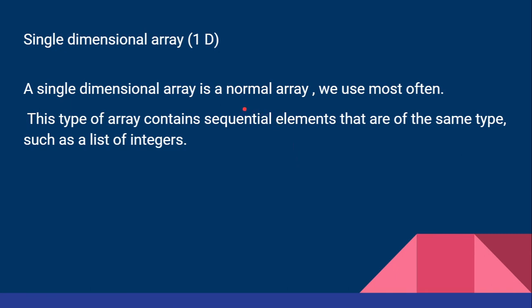If I say the date of birth, it is of the date type, and if it is a place, it is of a string type. Likewise, the same type of elements are stored in an array. Okay, so now what is the two-dimensional array?